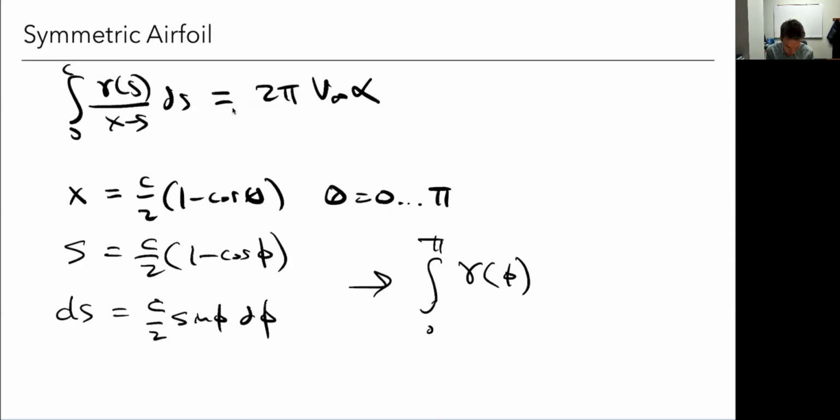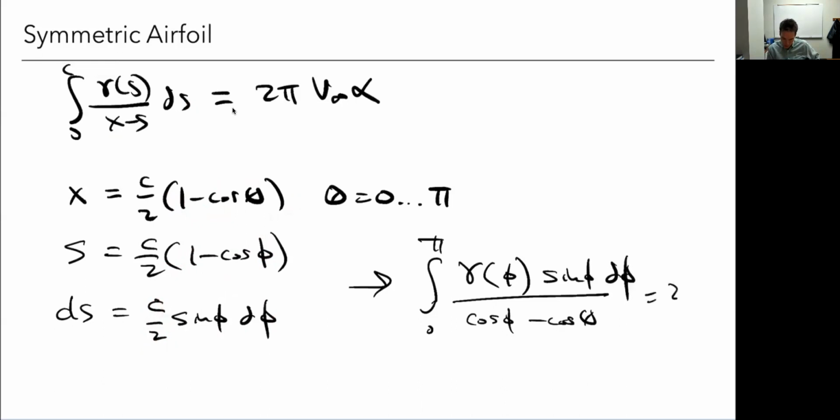But x has a c over 2 in it, s has a c over 2 in it, ds has a c over 2 in it. All of those are going to cancel. And I have x minus s, so I have this term minus this term. So when I subtract, I get 1 minus cosine theta minus 1, so those cancel, plus cosine phi. So I'm left with cosine phi minus cosine theta. And from the ds term, remember the c over 2 already canceled, so I'm left with sine phi d phi. And then on the right-hand side, I still have everything that's left over from here.